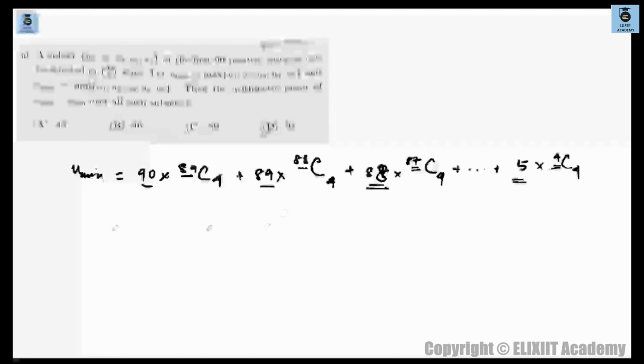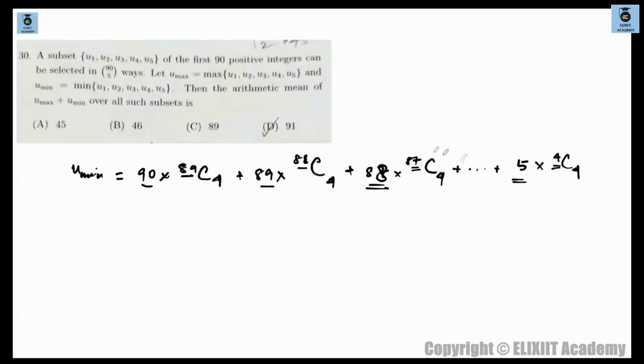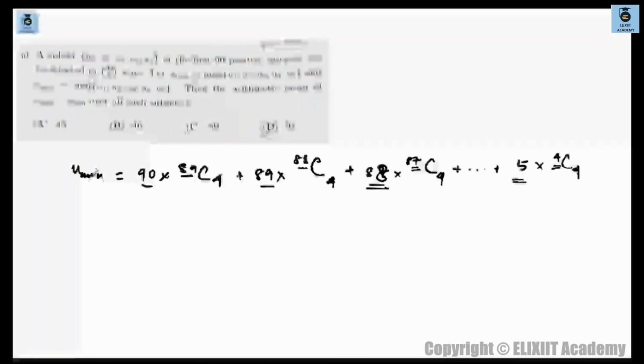Okay. So this is basically your U min. Fine. So this is basically your U maximum. I'm sorry, this is U maximum. U maximum will give you the maximum value because we are taking the maximum sum starting from 90. Okay. So can we find what is U minimum now?